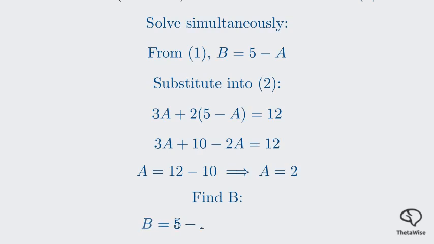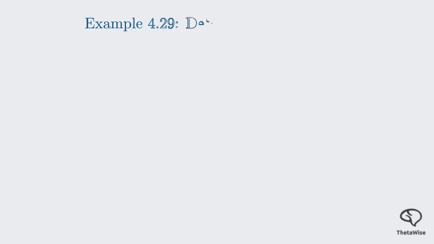b is 5 minus a, so b equals 5 minus 2, which is 3. We get the exact same values for a and b. While this method involves more algebra, it is more versatile and guaranteed to work in all cases. It's especially useful when the substitution method doesn't provide enough equations to solve for all constants, which can happen with repeated factors. Let's try another example, this time with a more complicated denominator.